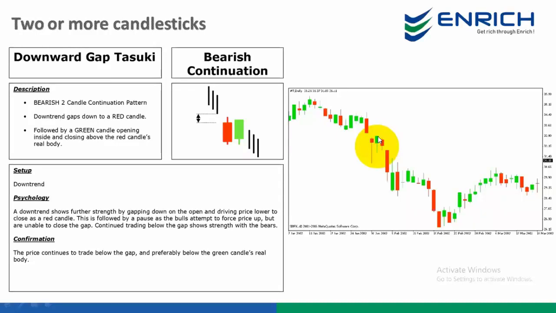Again, the point to remember is this must not cover the gap. If it covers the gap, it becomes an invalid pattern. So let's break this down. The green candlestick that forms the downside Tasuki gap acts as a period of short or minor consolidation before the bears continue to send the prices further down.